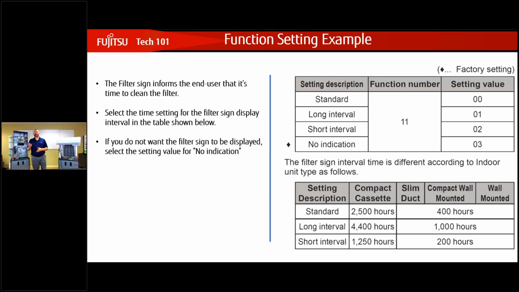So getting to that filter, we have our standard, we have our long setting, we have our short interval, and we also have the no indication. When we look in our installation manuals, that little black diamond there that you see next to the no indication, that's going to be what the factory setting is going to be. So keep that in mind. From the factory, there is no function setting for indication of filter cleaning. You have to set that at install. All right, and then you can see the breakdown there. Standard is 400 hours, long interval is 1,000, short interval is 200.